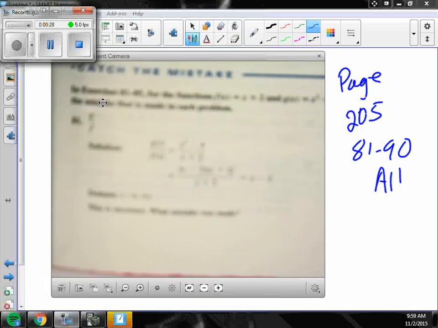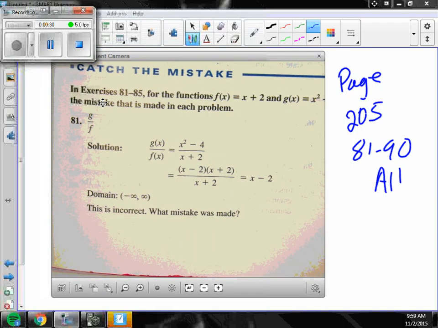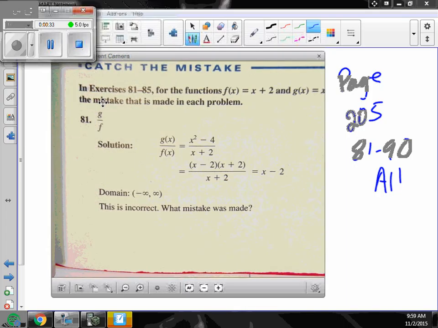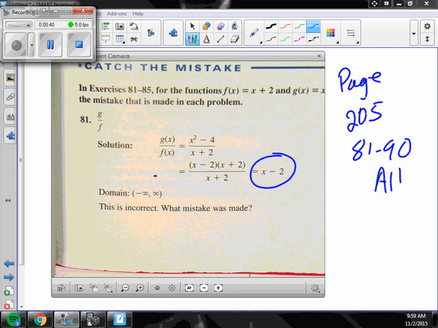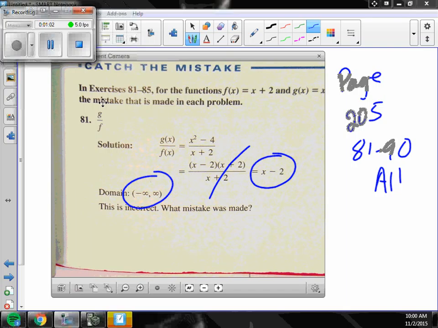So we have the functions f of x and g of x, and we're asked to divide g by f of x and then state the domain. So we have this function, and we state the domain is everything. Why is that incorrect? Negative 2 is not part of f, so it can't be part of g over f, even though it divided out. It ends up that's just a hole in the original graph.